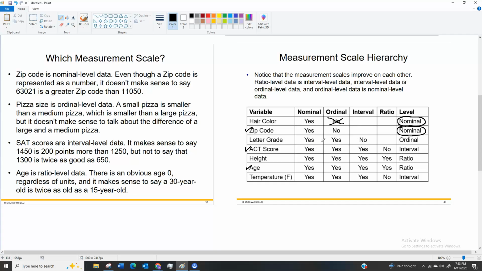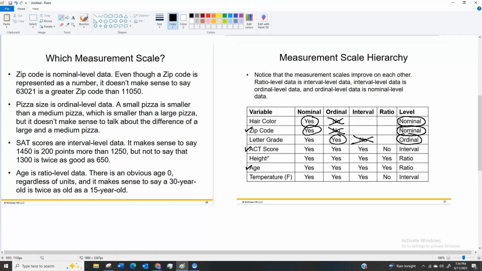Letter grades, those you can order. So it does have a name because everything has a name. It can be ordered, but they're not equal intervals. Think about the difference between an F, which goes from 0 to 59 in most cases, and then a D, which would go from 60 to 69. Those aren't equal intervals. You have 0 to 59 for an F, and then only 60 to 69 for a D. And so you can order it, but the intervals are not equal, so it only reaches as high as the ordinal level.